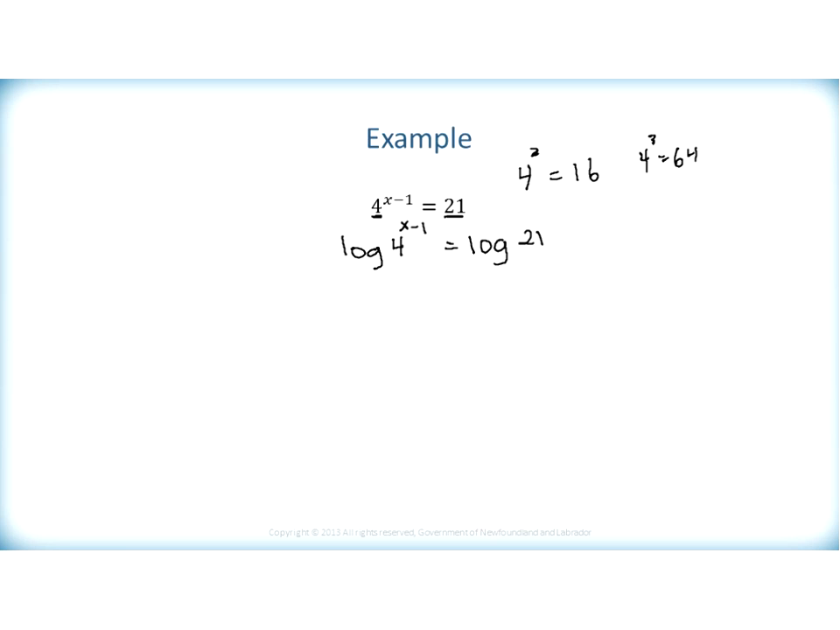And this log is log base 10. This log that we're using, we can calculate this log on our calculator. Now, using the power rule, we're going to bring x subtract 1 in front and multiply it by log 4. So that would be x subtract 1 multiplied by log 4.